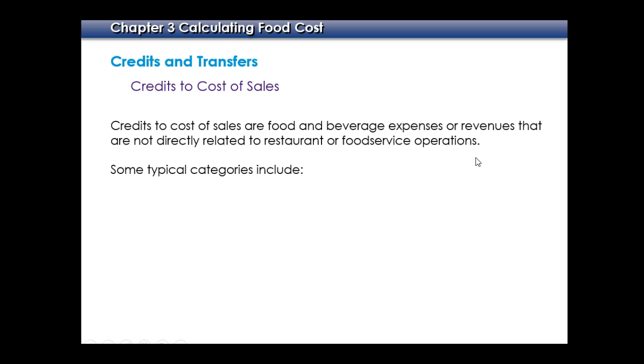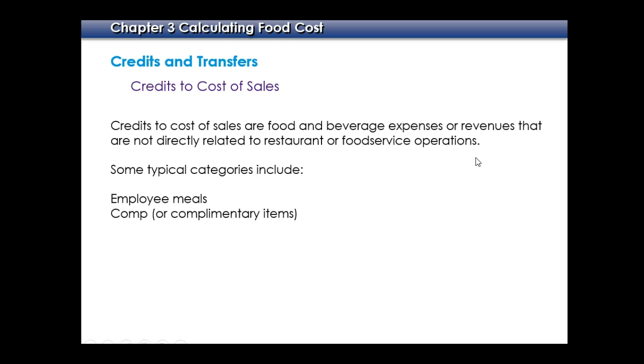So credit is the cost of goods. Like I said, they're not directly related to the food service operation. So some of those would be employee meals. A lot of places will do that, maybe even a family style meal. Everybody eats before dinner service, before lunch service.